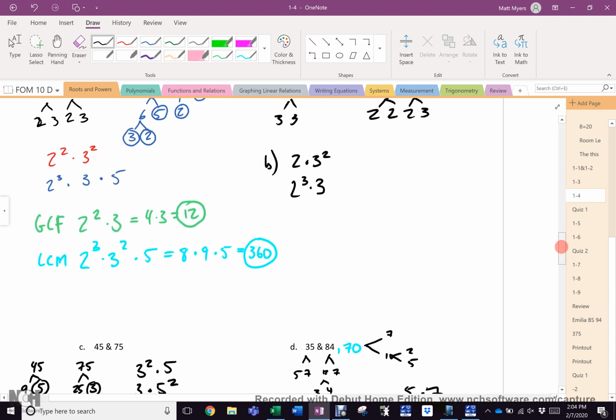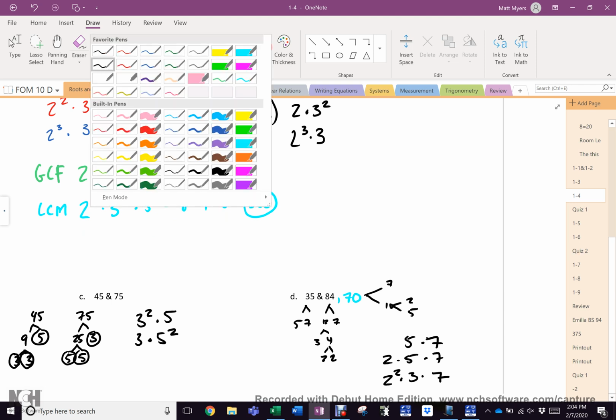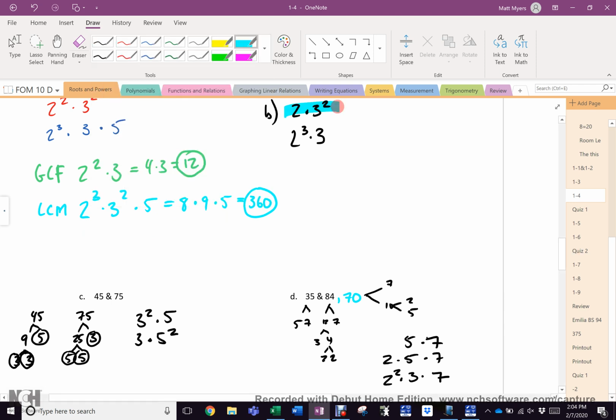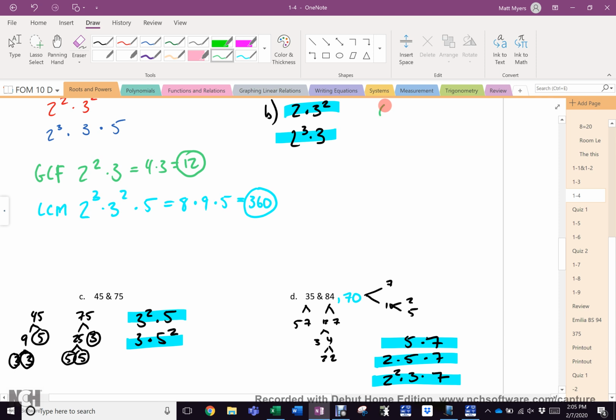So everybody, regardless of whether you understand LCM and GCF yet, all of you should be able to write these lists. And if you can write those lists, it's just a matter of practice. All you have to do is practice. Once you have the lists, that's the skill. So now let's look at these.